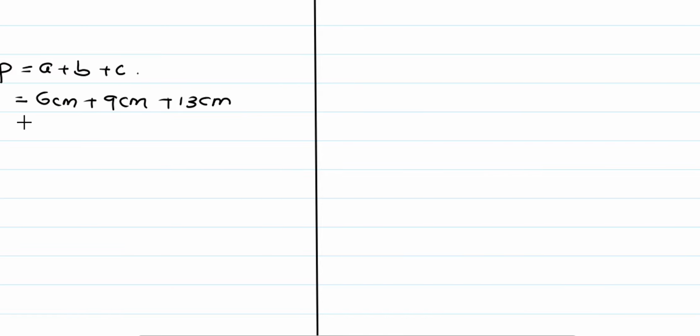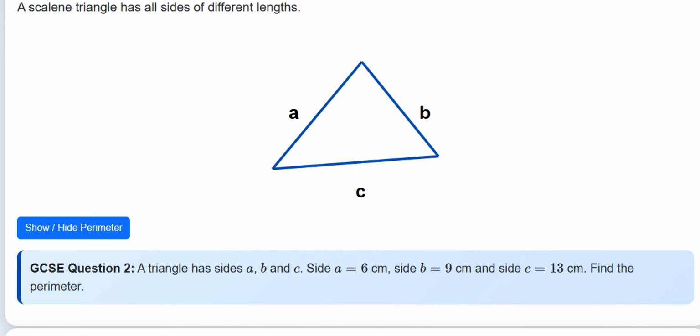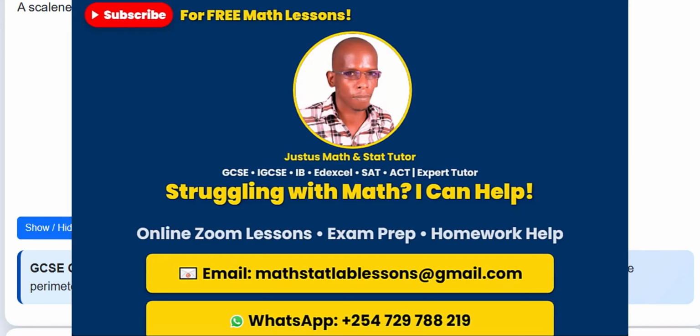So we just add them and we can say 6 plus 9 is just 15 centimeters. Then now plus 13 centimeters, which is the same as 28 centimeters. And that becomes the perimeter of this scalene triangle. Let us try another example with a different triangle.